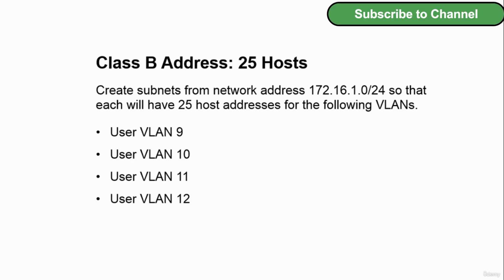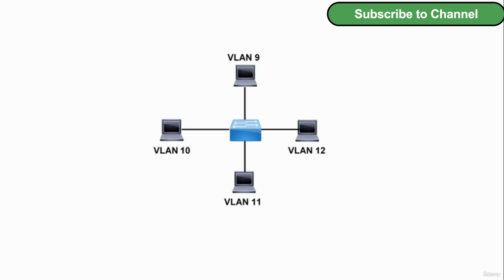This time I'm going to increase the number of hosts to 25. And so I want to create some subnets from network address 172.16.1.0, my class B address. So each will have 25 host addresses for these following user VLANs. And these are 4 VLANs. Each of them have a variety of desktops, laptops, maybe mobile access devices, a variety of things. And so they're user VLANs. And there's my topology, and there's 4 VLANs. So that means 4 subnets.